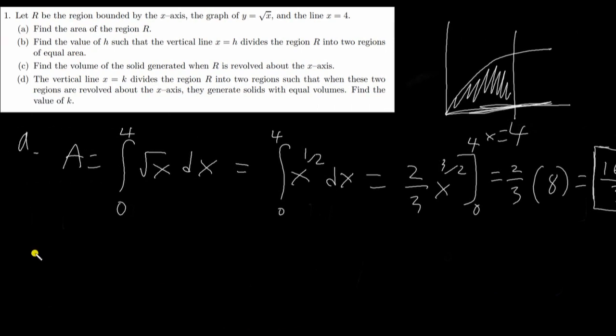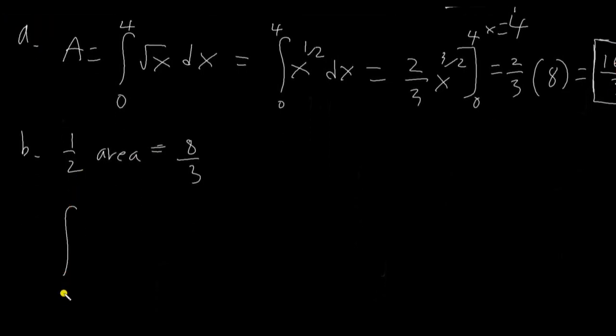Okay, now let's look at part B. For part B, we need to find the value of h such that the vertical line x equals h divides the region R into two regions of equal area. Since we know the total area is 16/3, the half area is going to be equal to 8/3. So we want the integral from 0 to some value h of square root of x dx to equal half of the area, so it equals 8/3. What's the value h such that the area is half of the total area? And your first point would come from setting this up.